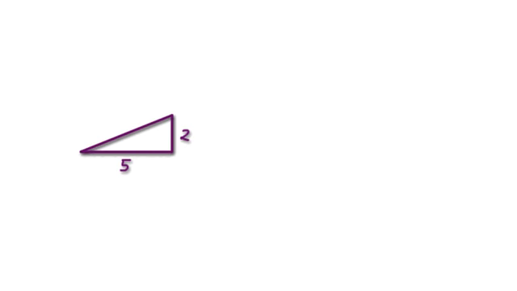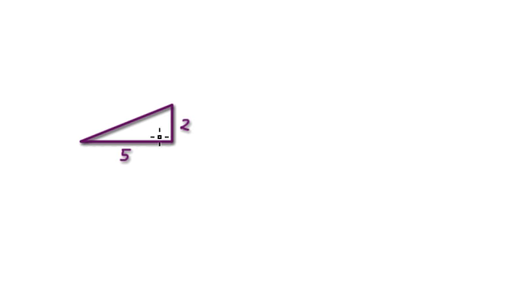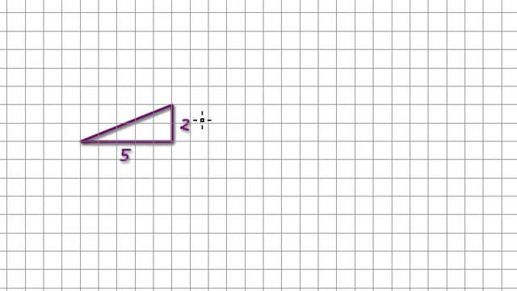Here's another use for ratios. Suppose you've got this triangle here. You could say that the ratio of length to height is 5 to 2, or you could say the ratio of the height to the length is 2 to 5.